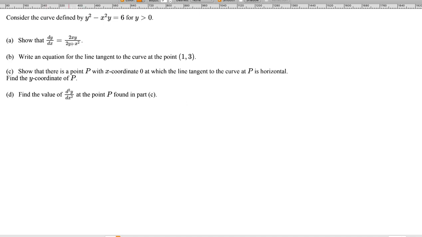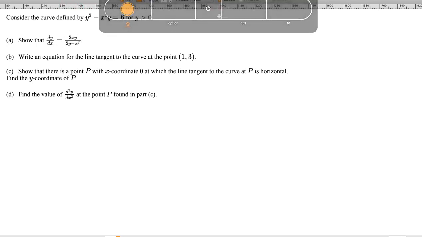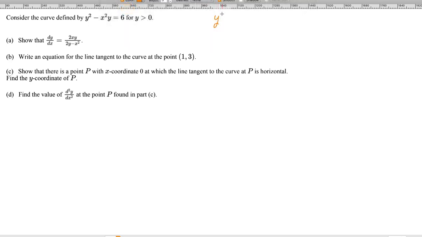So they give us the actual value that we need to get to, so we can check our answer and make sure that we are correct. So I'm going to write the curve. The curve is y squared minus x squared times y equals 6. And I'm going to use implicit differentiation.